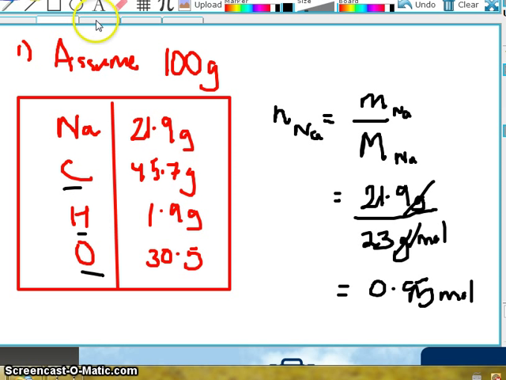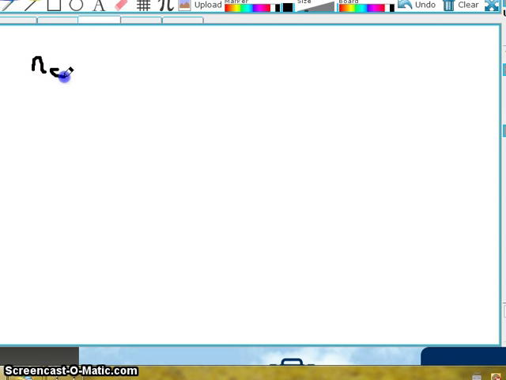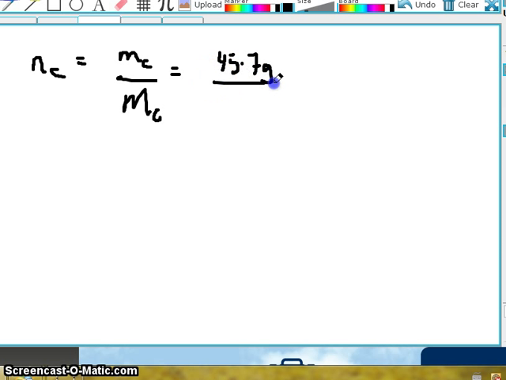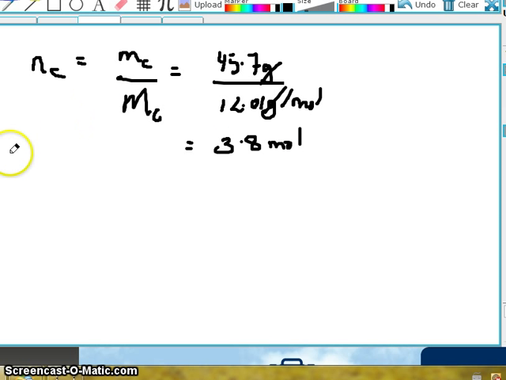So let's go through that. Moles of carbon, which was mass of carbon divided by the molar mass of carbon, and so I think we had 45.7 grams divided by, let's just use 12.01. That's what most periodic tables use. Grams per mole as a molar mass. Again, grams cancel out, and you're left with 3.8 moles of carbon.